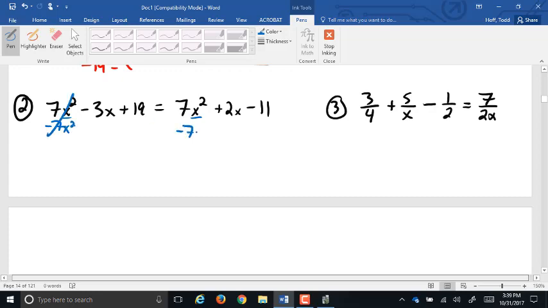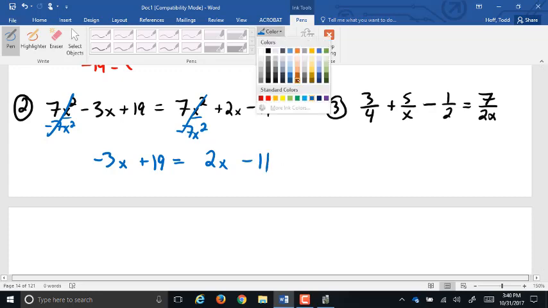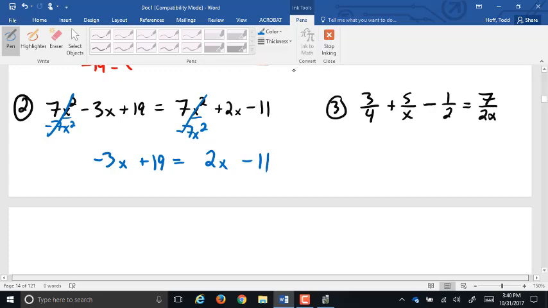If we subtract 7x squared over here, what happens? It's gone as well. So the x squareds have disappeared. We've got to make sure we keep this as a negative 3 here. That's negative 3 plus 19. Over here, that's a positive 2x. It's just 2x minus 11. The x squareds are gone.